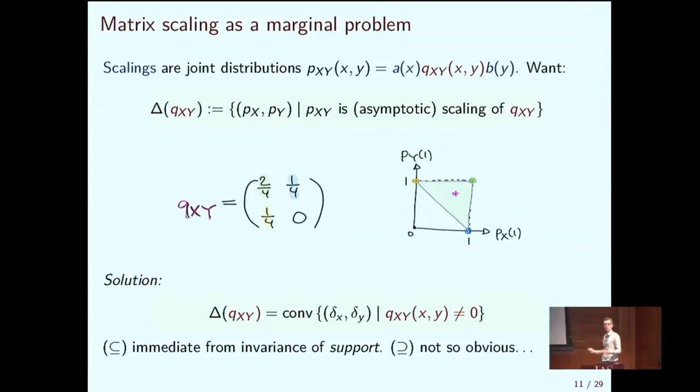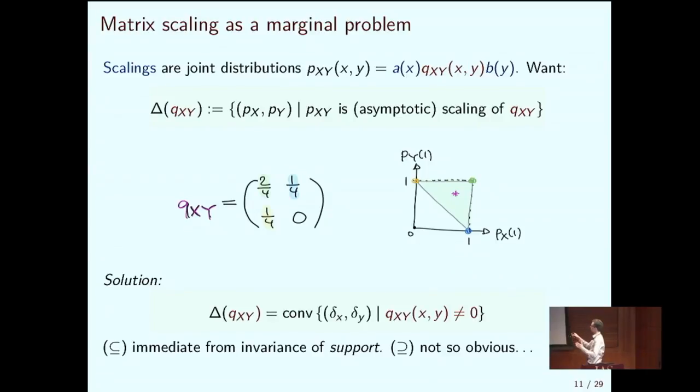And somehow the only thing you have to do is to compute these points. You just look at the support of the distribution, the non-zero entries. You get basically a pair of deterministic distributions for each point in the support, and you just take the convex hull of the result. So that is the answer, okay? So you get this upper triangular that I guess is shaded here, but not there. So that's the situation.